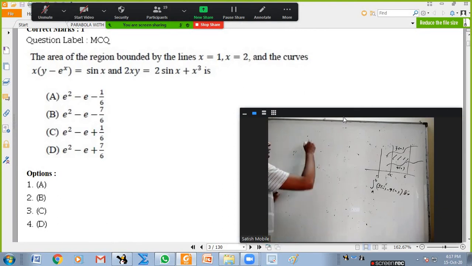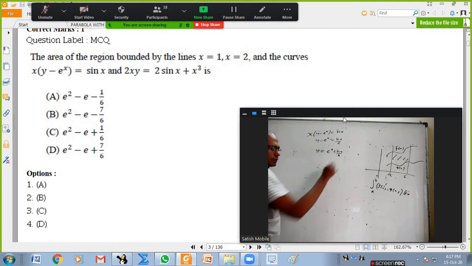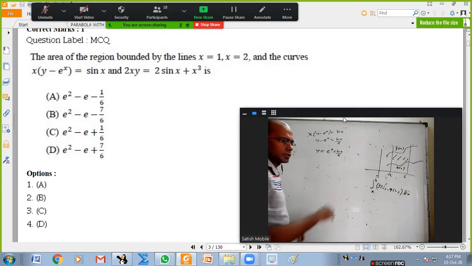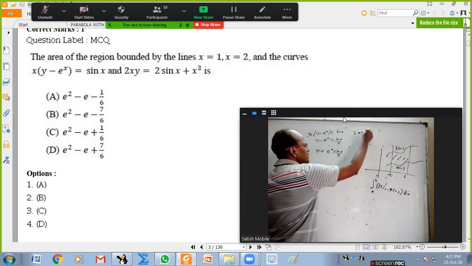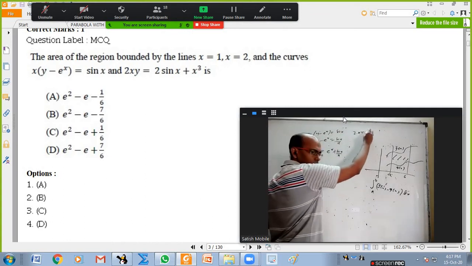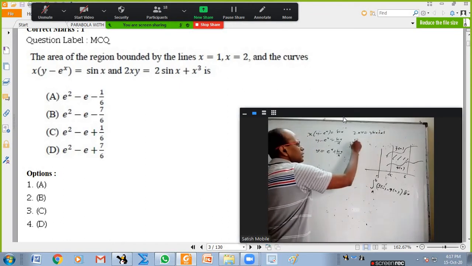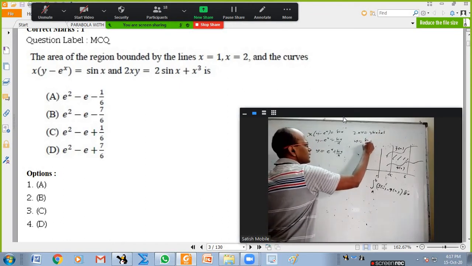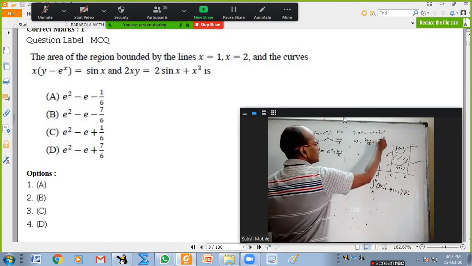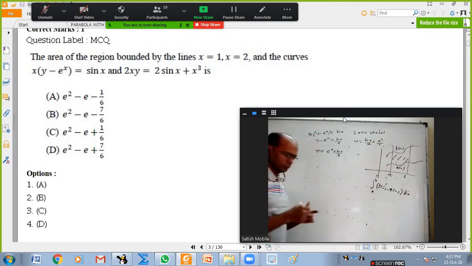The first curve is x into y minus e power x is equal to sin x. So y minus e power x equals sin x by x, and on that side y equals e power x plus sin x by x. The second curve is 2xy equal to 2 sin x plus x cube. Dividing by 2x, we get y is equal to sin x by x plus x square by 2.